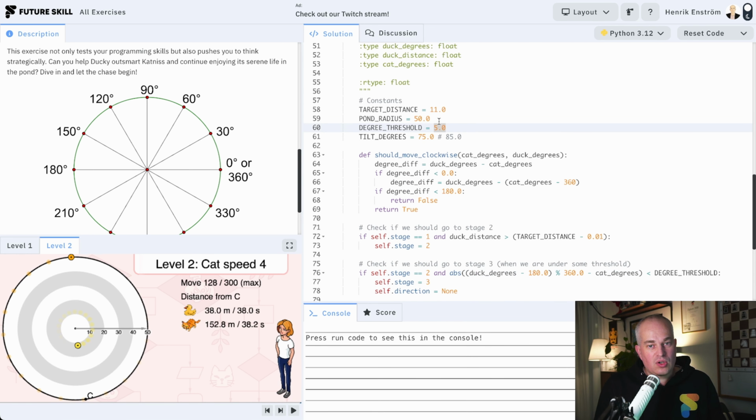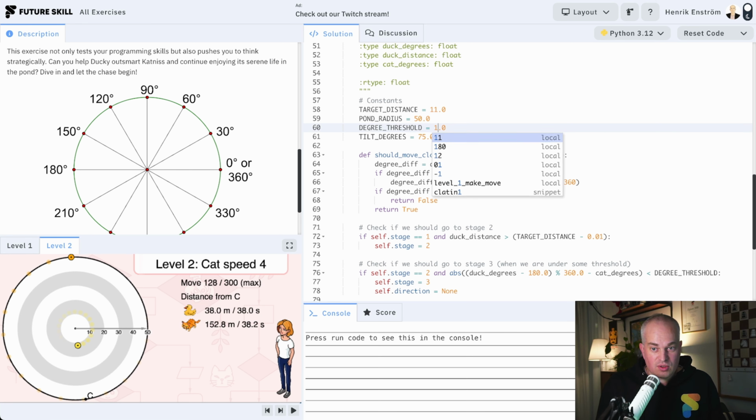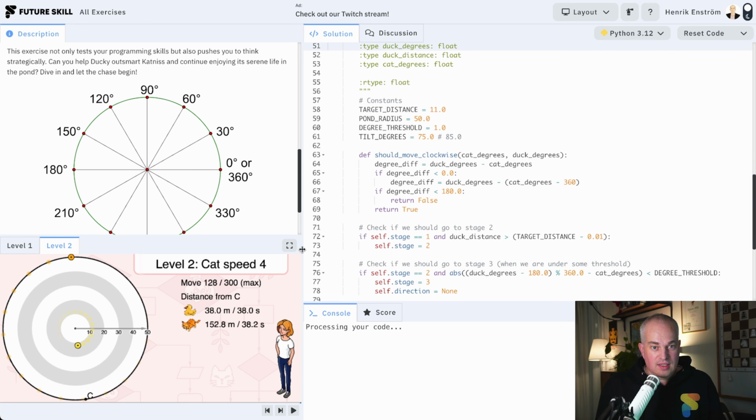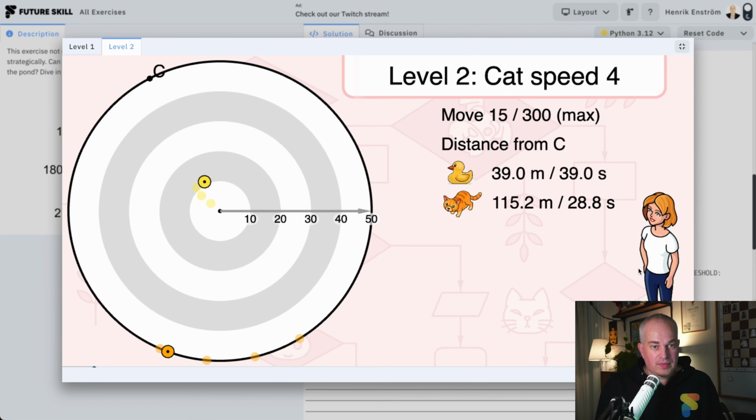If we set it too low, it will never occur. Maybe I can show that. If we set it to 1.0, I'll show you what happened. This will look really stupid, because now probably it will never happen. So we start to jiggle.